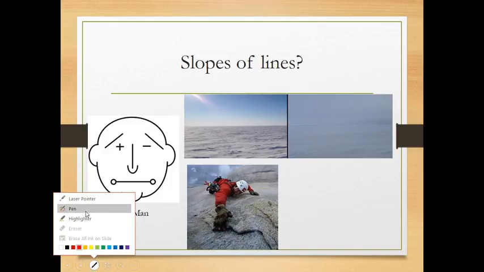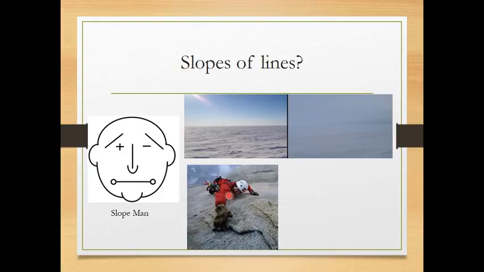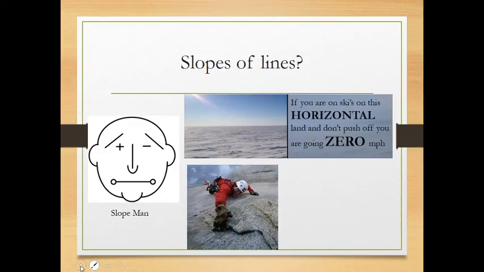There's another way I like to remember it, and it has to do with a skiing analogy. Look at this top landscape here that is perfectly horizontal. If you were to put a pair of skis on and not push off, you would be going 0 miles per hour. So that's the way I remember that if you're on skis on this horizontal landscape and you don't push off, you are going 0. So a horizontal line has a slope of 0.